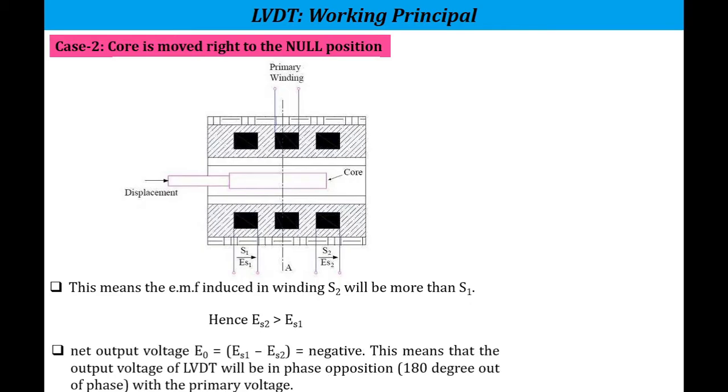Now what will be the net output voltage? Here our formula is fixed, E0 equal to ES1 minus ES2. But as your value of ES2 is more, so therefore what you will observe here? You will observe that your net output voltage will be negative. What is the meaning of that? This means that the output voltage of an LVDT will be in phase opposition, that is 180 degree out of phase with the primary voltage.